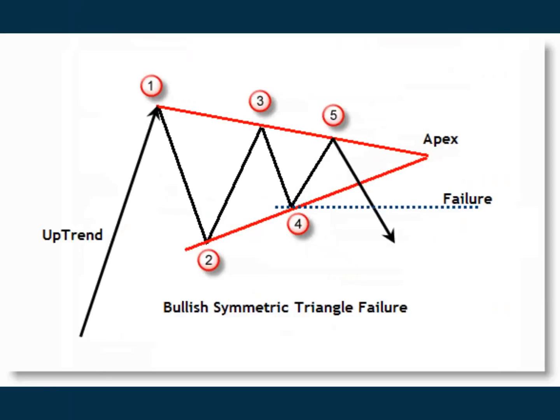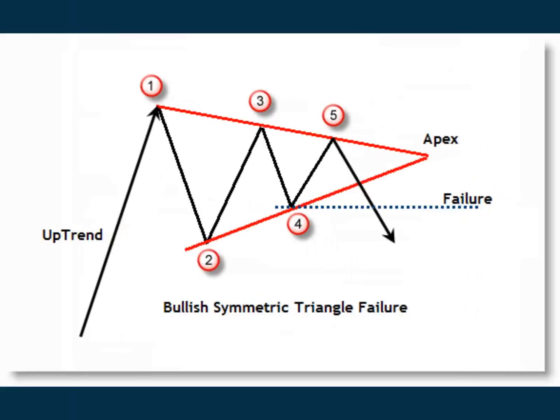This is a systematic triangle failure, where the price trades below the previous pivot point. In this case, this is a bullish symmetric triangle because the previous trend is an uptrend, so you expect it to break out of the 5 and then move up. But when the price starts trading below 4, that's where the failure actually occurs. This is one example of how it happens.